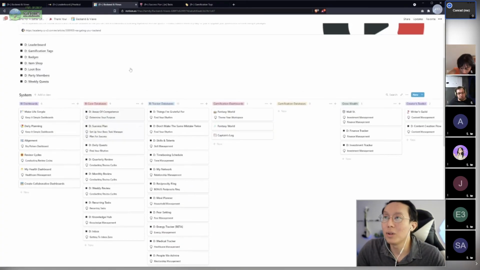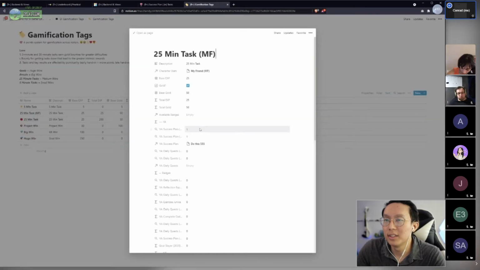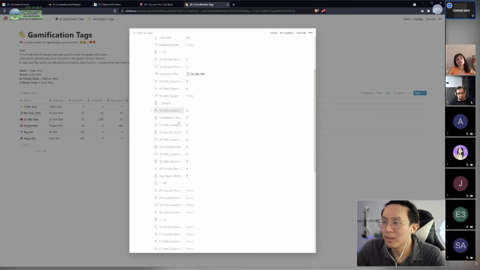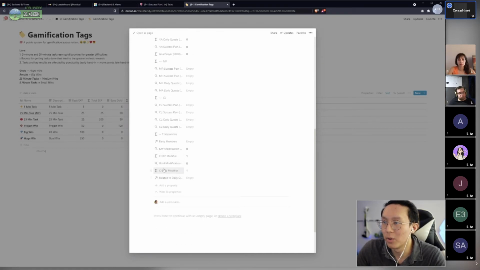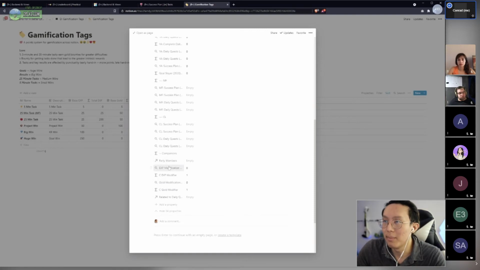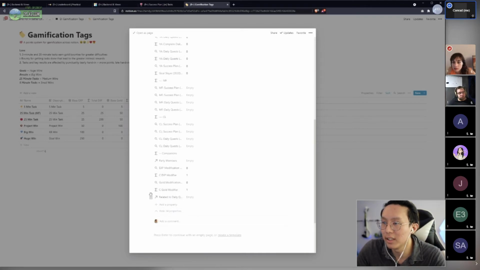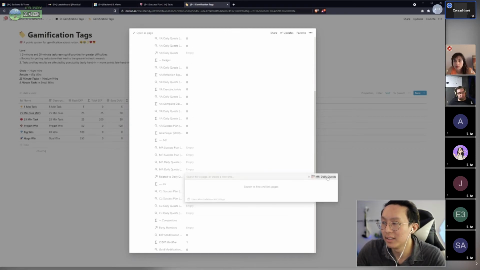And then what you can do inside gamification tags is this: now we have this 25 minutes task MF, and instead of having that link from your success plan, you want it to link from the success plan for MF. So to show you how that works, we have this daily quest here. That's awesome. So I'm going to move that up into this section, MF daily quest. So you can see that it's MF daily quest.